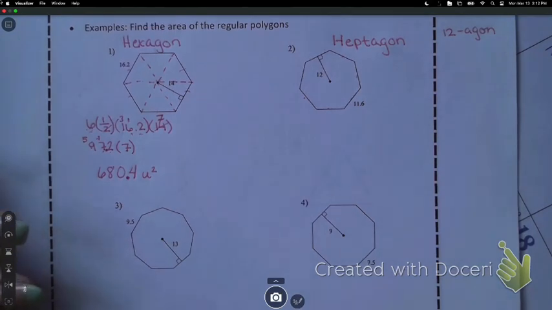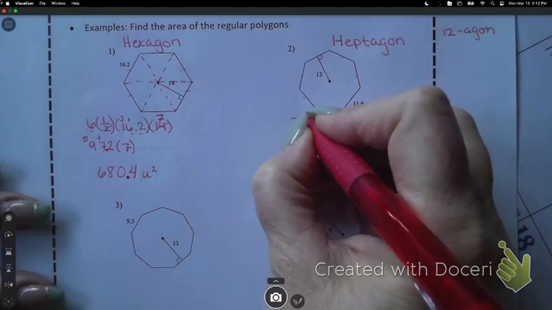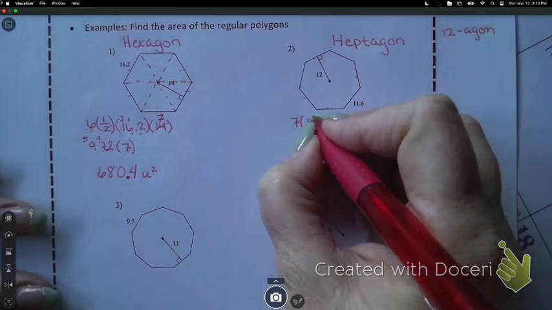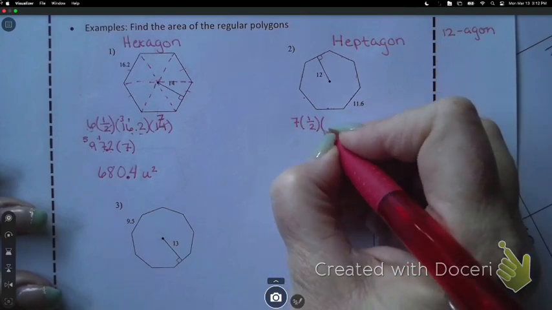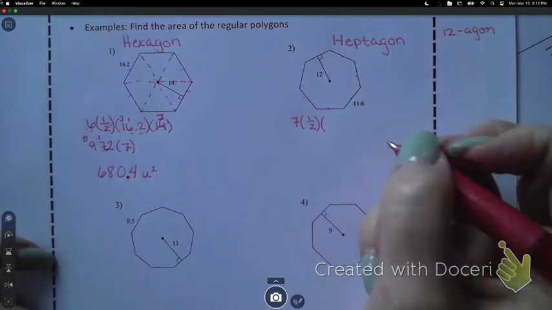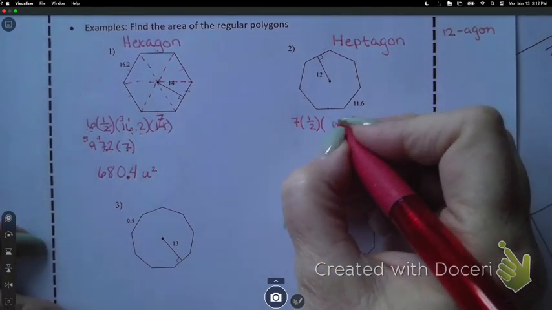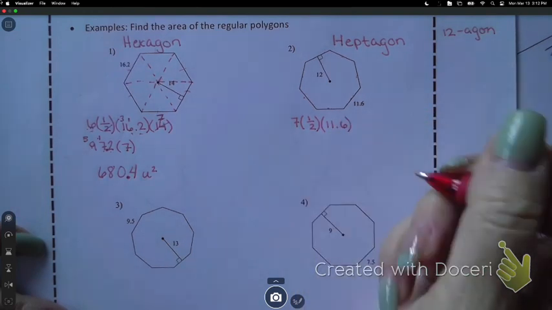Okay, heptagons, we have how many sides? 7. And then what's next? Triangle, 1/2. Where does the 1/2 come from? B times H, just the equation, right? Yes. Okay, B times H, 11.6 and the height is 12.